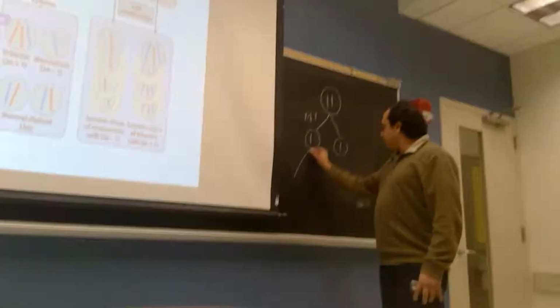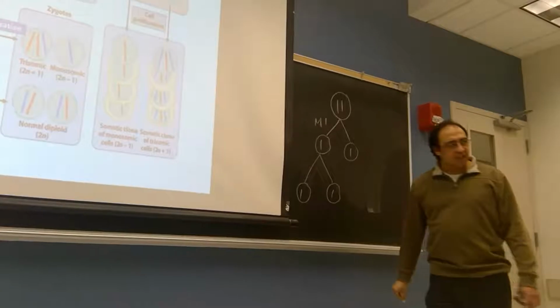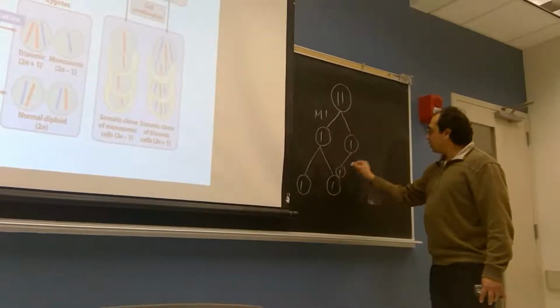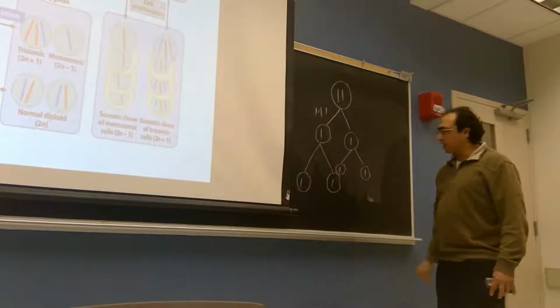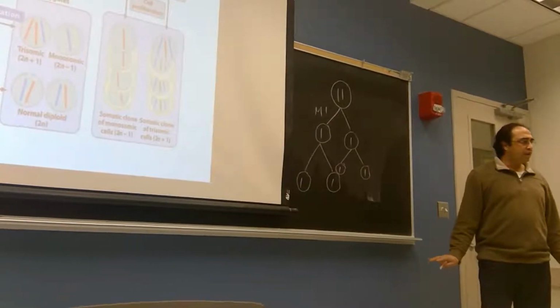After the second meiotic division, we'll have this, which is just doubling of the chromosomes. That is the 4 sets of chromosomes, 1 each. This is after the second meiotic division, right?